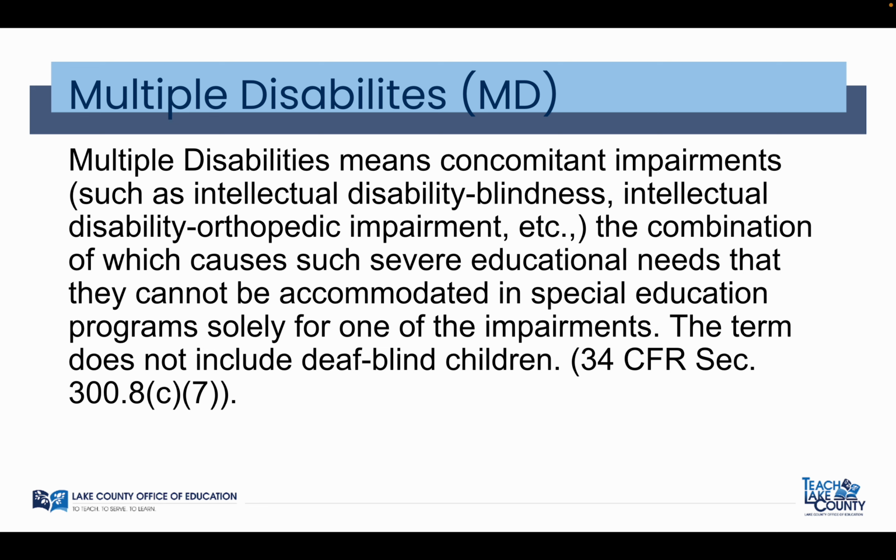Multiple disabilities means concomitant impairments, such as intellectual disability-blindness, intellectual disability-orthopedic impairment, the combination of which causes such severe educational needs that they cannot be accommodated in special education programs solely for one of the impairments. The term does not include deaf-blind children. So a conglomeration of different things, if you will.